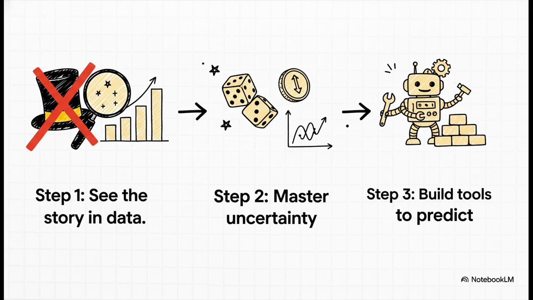Step 1, you learn to see the stories hidden in the data. Step 2, you master the language of probability to handle anything that's uncertain. And step 3, you use those two skills to build powerful tools that can predict, classify, and decide. That's it. That's the foundation of everything.